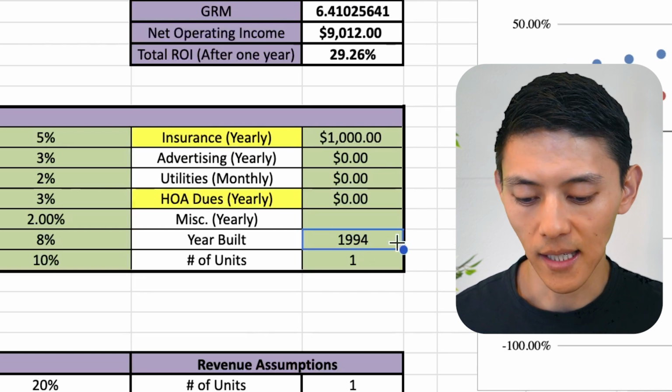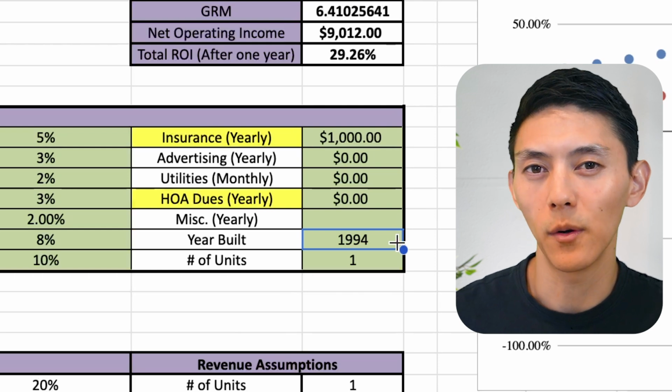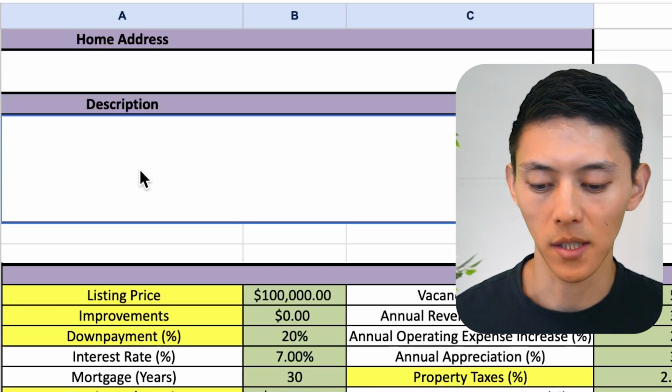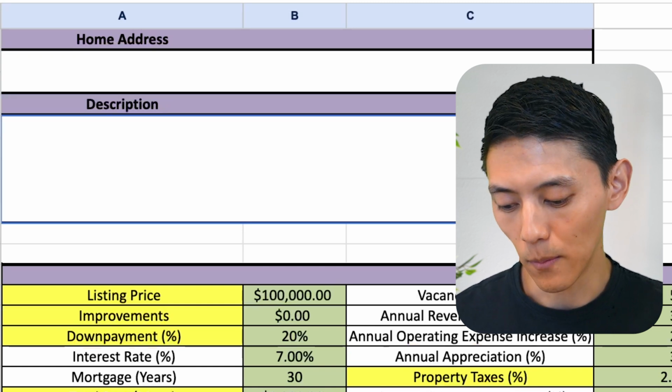Finally, things like year built and number of units, that's more just numbers so that you can remember this property per se. Because here on my calculator, I write the home address and description. So if I'm doing multiple properties, I can create multiple of these sheets and then always analyze new deals. And then I can compare them and find out from the 3 deals you're looking at, which is the best one to go with.